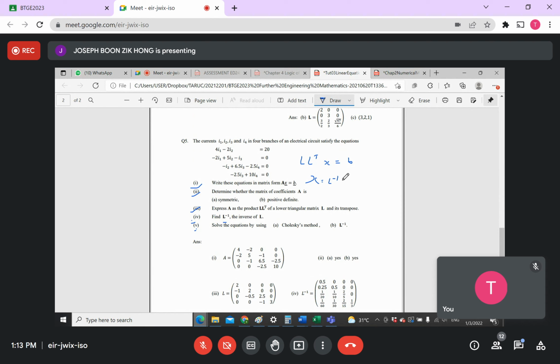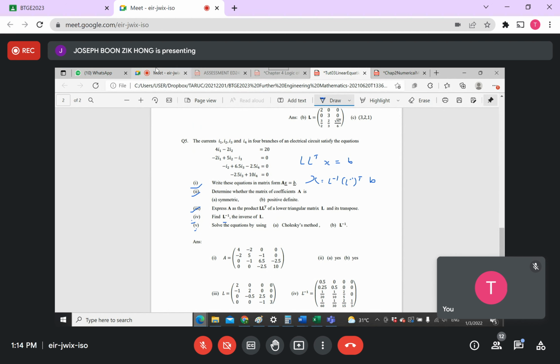L inverse, L inverse T, and then P. This means the inverse method. Okay, so we move everything to the back, and then times the B, then we will get the X. This one I will leave it to you also. Okay, if you cannot do it, then later I will show you the solution. Okay, so question 5 I will leave it to you.